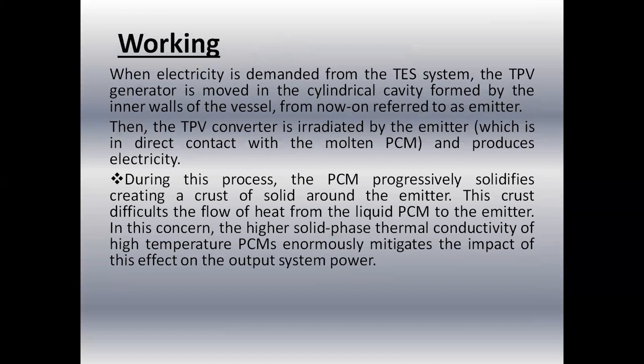Now, working. When electricity is demanded from the TES system, the TPV generator is moved in the cylindrical cavity from the inner walls of the vessel. From now on, we call this the emitter. Then the TPV converter is irradiated by the emitter, and this will produce electricity. During this process, the PCM solidifies, creating a crust of solid around the emitter. This crust hinders the flow of heat from the liquid PCM. In this regard, the higher solid phase thermal conductivity of the high temperature PCM mitigates the impact of this effect on the output power of the system, so it will be high power output.